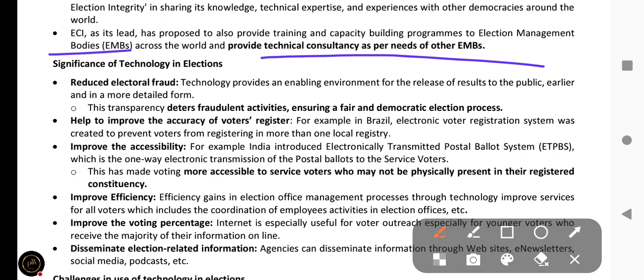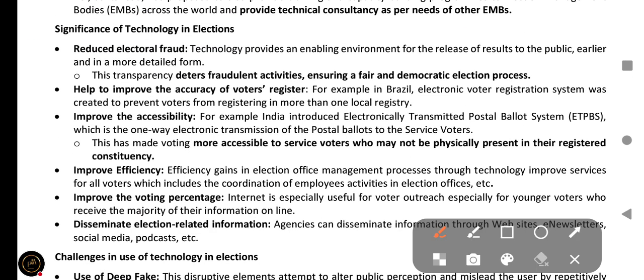And what is the significance of technology in elections? First significance is reduced electoral fraud. Technology provides an enabling environment for the release of results to the public earlier and in a more detailed form. Okay, this transparency deters fraudulent activities, ensuring a fair and democratic election process.